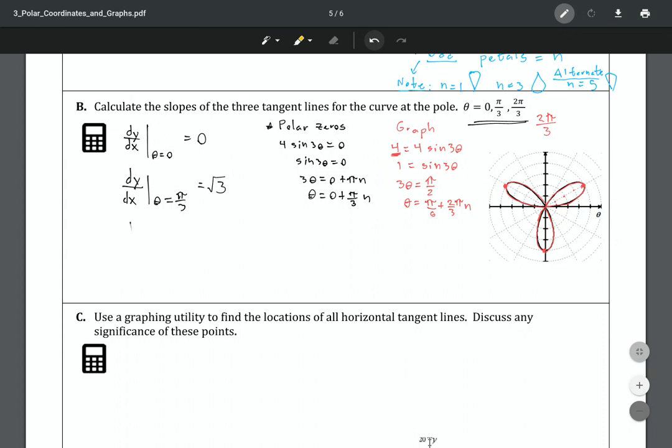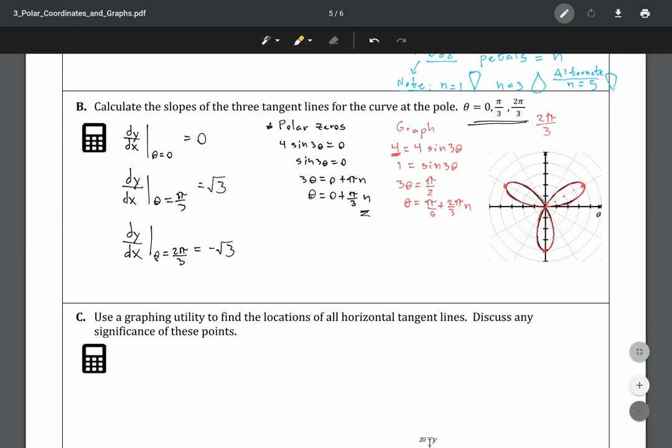All right. So then the next one, if I plug in a 2 here, that would give me 2 pi over 3. So theta is equal to 2 pi over 3. When I do that, I get negative square root of 3.